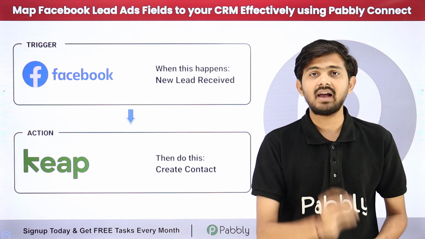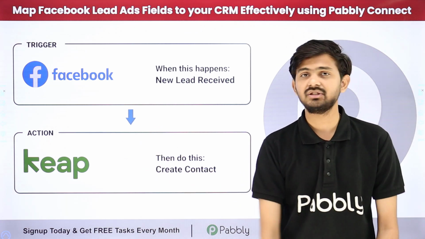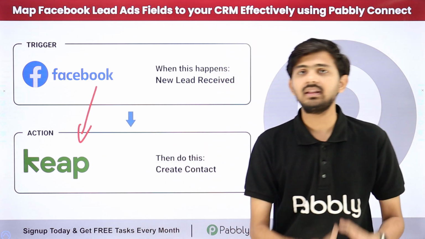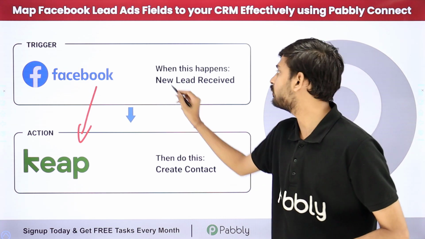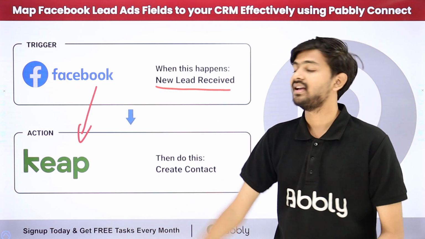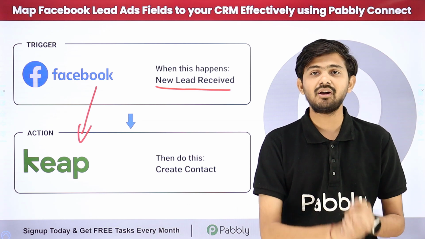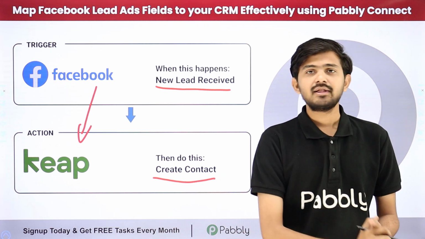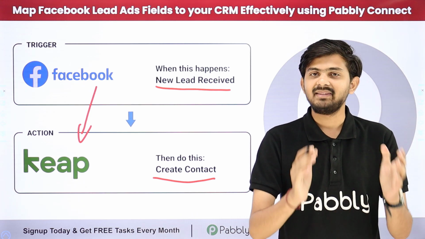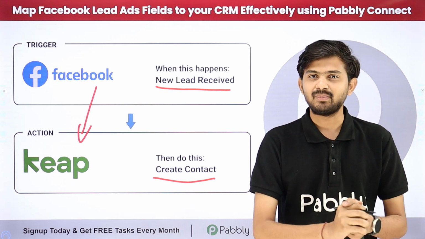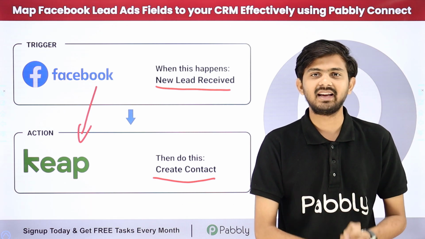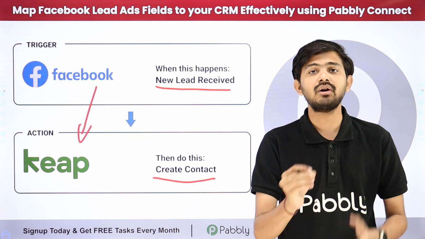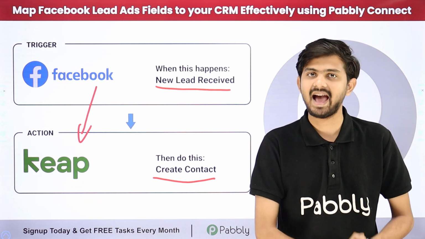So here, for example, I'm going to use Keep as my CRM application, and here I'm going to connect Facebook lead ads with Keep in such a way that whenever I receive a new lead through Facebook lead ads for my business, then automatically by using all the detail of that lead, I will create a new contact in my Keep account. So for creating this connection, I'm going to use Pabbly Connect, which is an amazing software for automation and integration. Now with Pabbly Connect, I'm going to automatically create a new contact in my CRM application by using all the detail of my lead from Facebook lead ads.